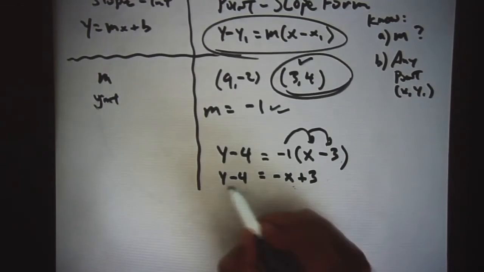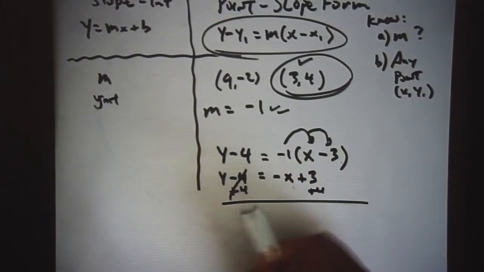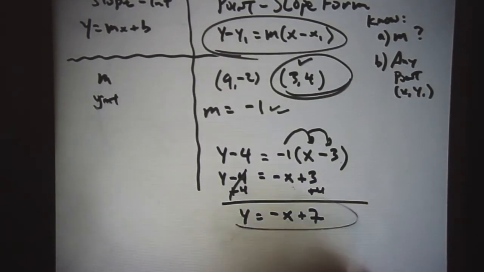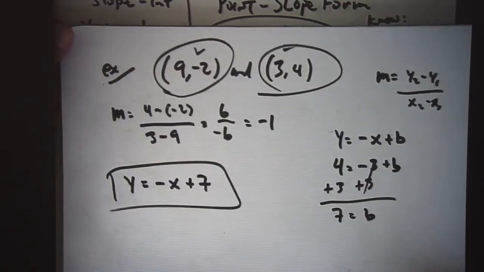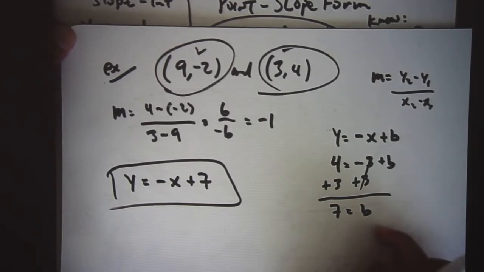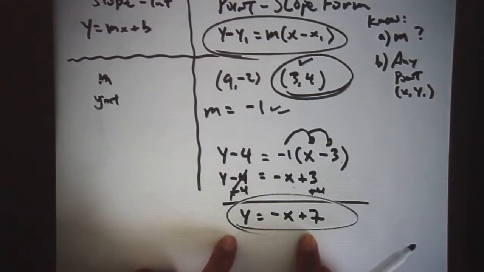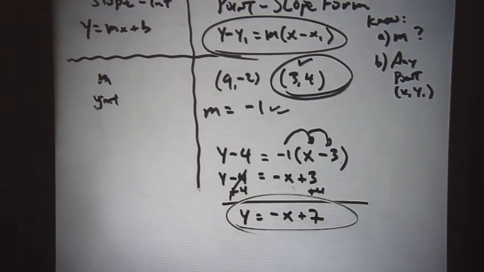And if I add 4 to both sides, that cancels, so y by itself equals -x plus 3 plus 4, which is 7. And if you recall from a moment ago, that is the equation of the line we got using the algebraic technique of substituting in to solve for the b value. Here, we were able to get that same form of a line by using point slope form and then a little algebra to make it happen. And there's your equation of a line.